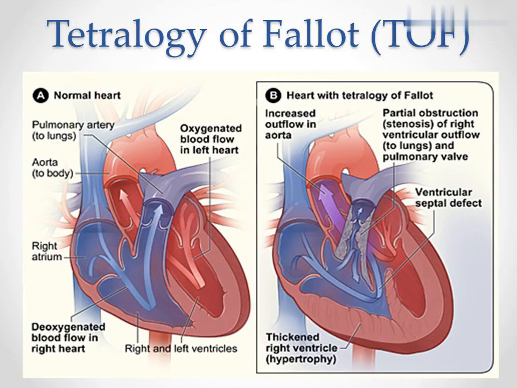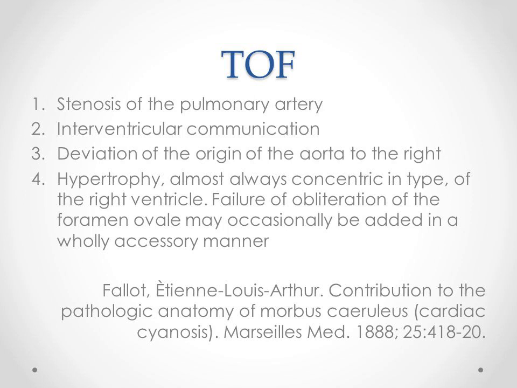Tetralogy of Fallot, TOF: stenosis of the pulmonary artery, interventricular communication, deviation of the origin of the aorta to the right, and hypertrophy, almost always concentric in type, of the right ventricle. Failure of obliteration of the foramen ovale may occasionally be added in a wholly accessory manner. Fallot, Etienne Louis Arthur. Contribution to the pathologic anatomy of morbus caeruleus, cardiac cyanosis. Marseille Med. 1888, 25, 418 to 20.